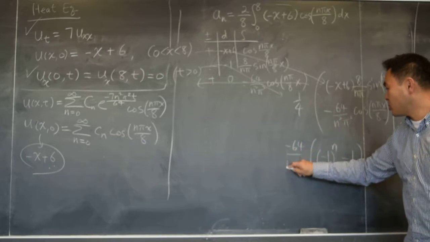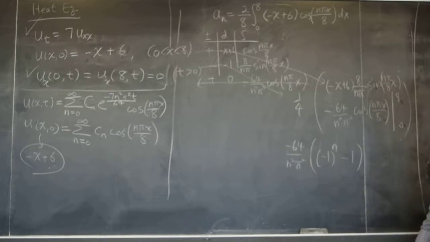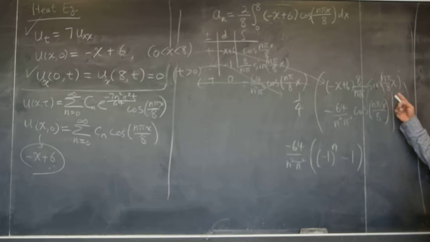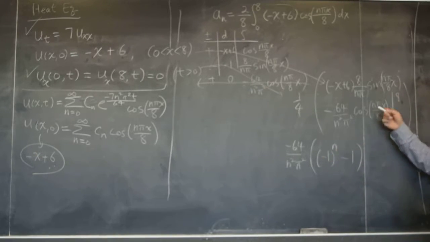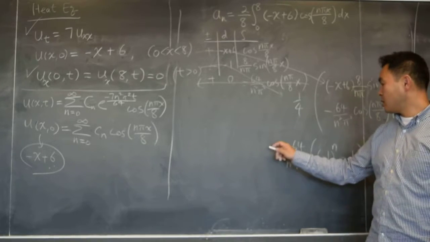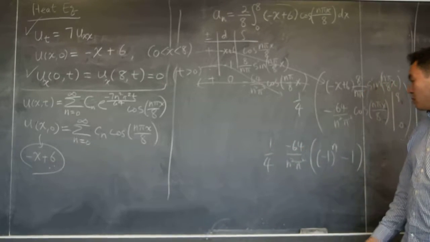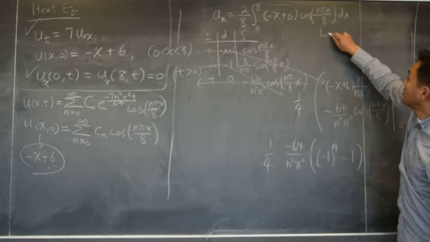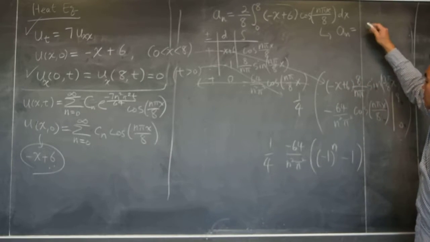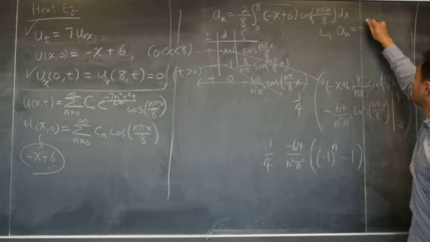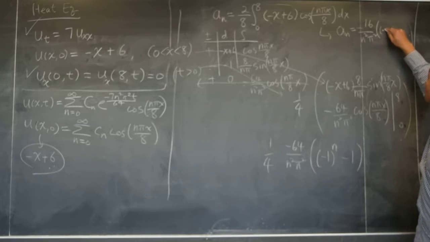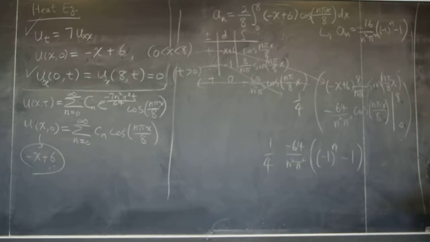So I can just factor this out and make it like this. This plugged in gives you that, this plugged in gives you this. If you subtract, and taking 1/4, a fourth of 64 is 16, we have a really nice result. The result is that a_n is negative 16 over n squared pi squared times negative 1 to the nth power minus 1. So that's our a_n.